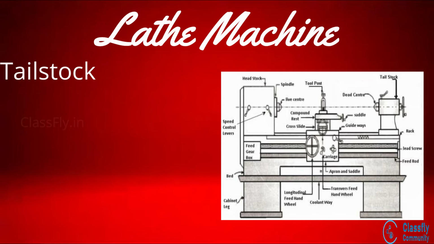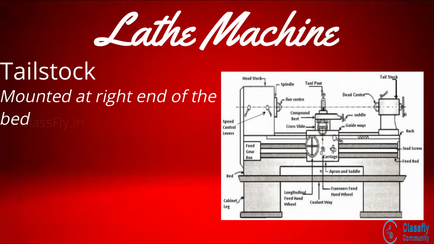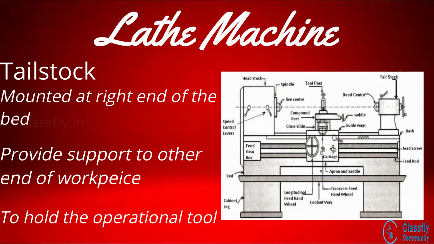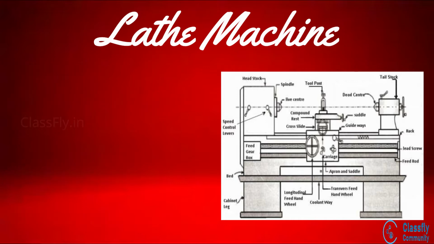Tailstock. Well, this is mounted at the right end of the lathe bed. The main function of the tailstock is to provide support to the other end of the rotating workpiece and also to hold a tool performing operations such as drilling, reaming, tapping, etc. The tailstock can be made to slide along the bed and can also be shifted laterally on the bed.